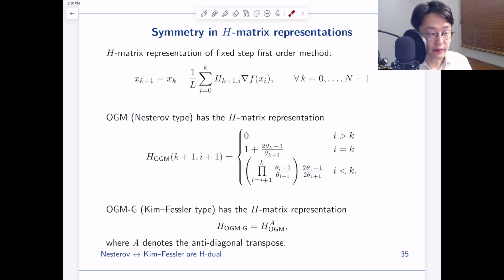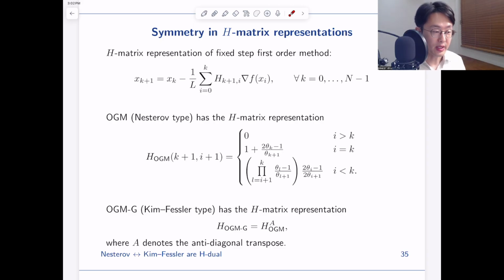OGM, which is a Nesterov type accelerated method, has this particular H matrix representation. The formula looks kind of messy or complicated, and that's fine. You don't have to pay attention to the specific form, but the point is that we know exactly what this H matrix looks like. Now, OGMG, which is a Kim-Fessler type acceleration, we have been able to figure out what the H matrix representation looks like. And interestingly, it's the antidiagonal transpose of this matrix.